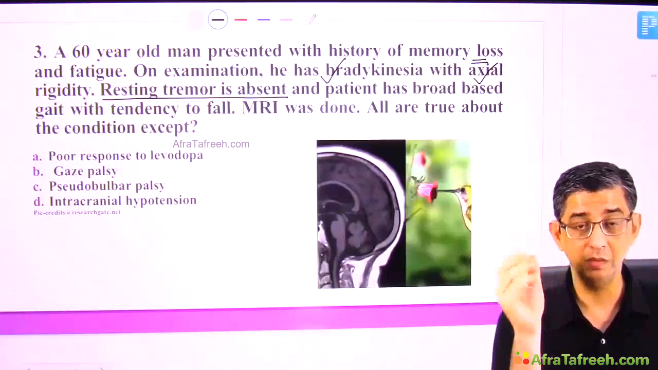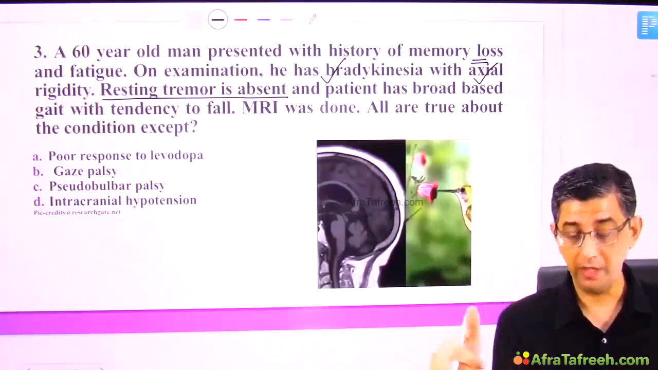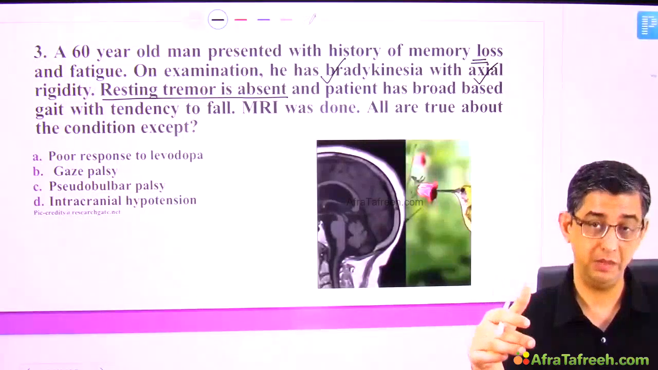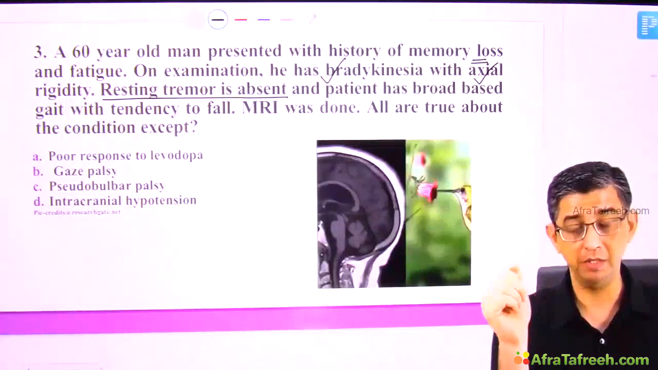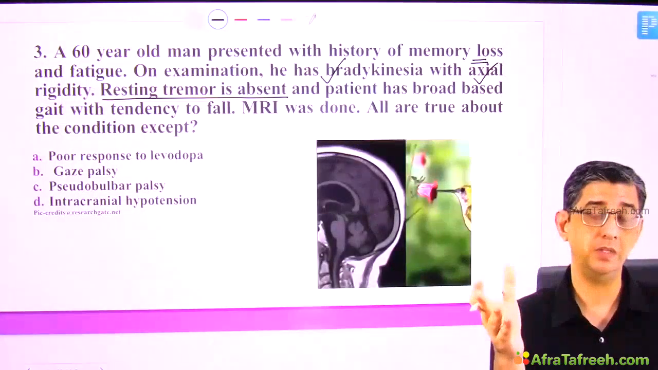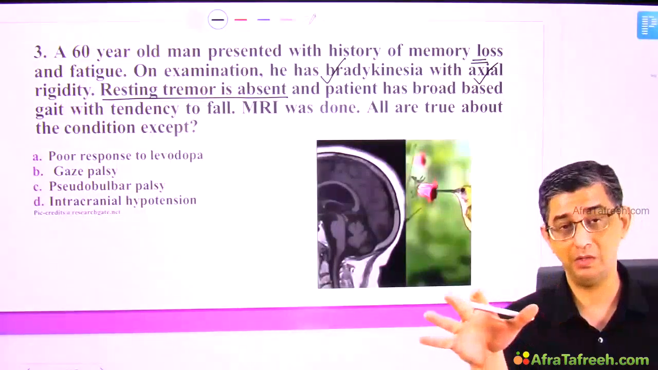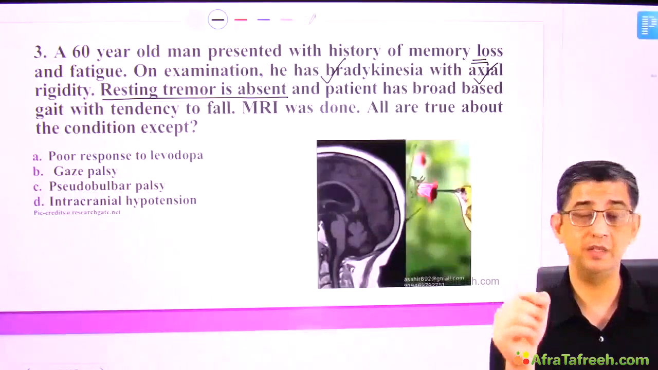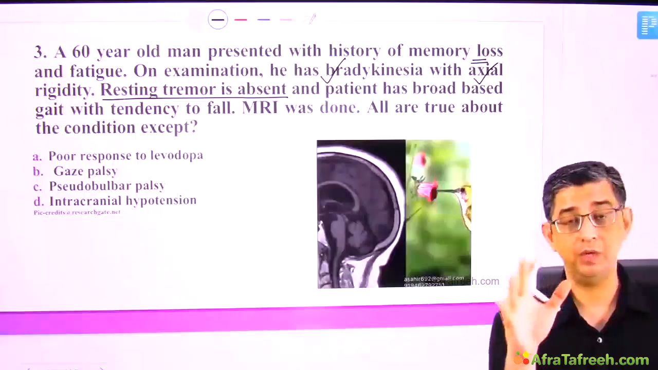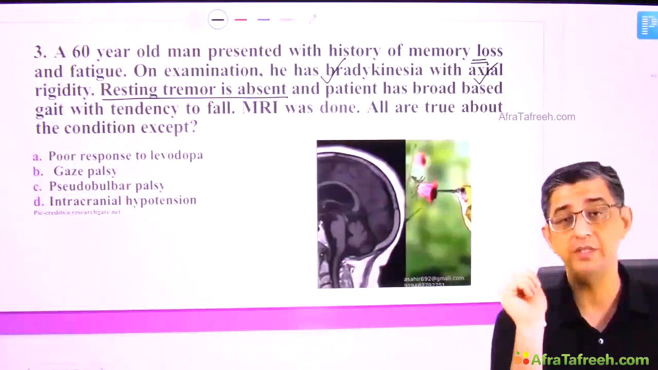So I'm thinking to myself, what can this be? On one hand, he's giving you a feature of dementia or a dementia-like illness. Second, he's giving you features of basal ganglia damage. And most importantly, resting tremor is absent. So it can't be typical Parkinsonism. It cannot be the traditional Parkinsonism or traditional Parkinson disease that you read. It's going to be a question related to Parkinsonism variants.